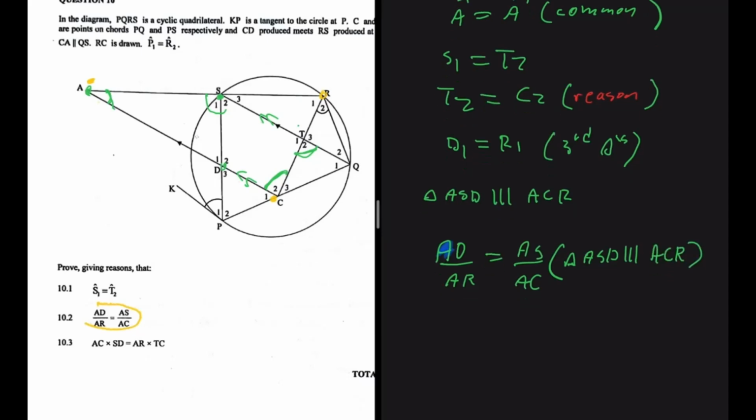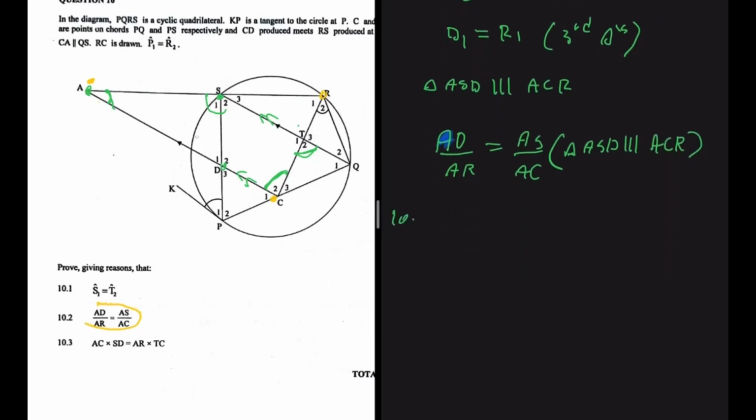Now let's look at 10.3. 10.3 says, let's prove that AC multiplied by CD is equal to AR multiplied by TC. In this question, I cannot see an immediate way why AC multiplied by CD should be equal to AR multiplied by TC. But you just wrote this paper today. If you have an idea, let me know in the comments.